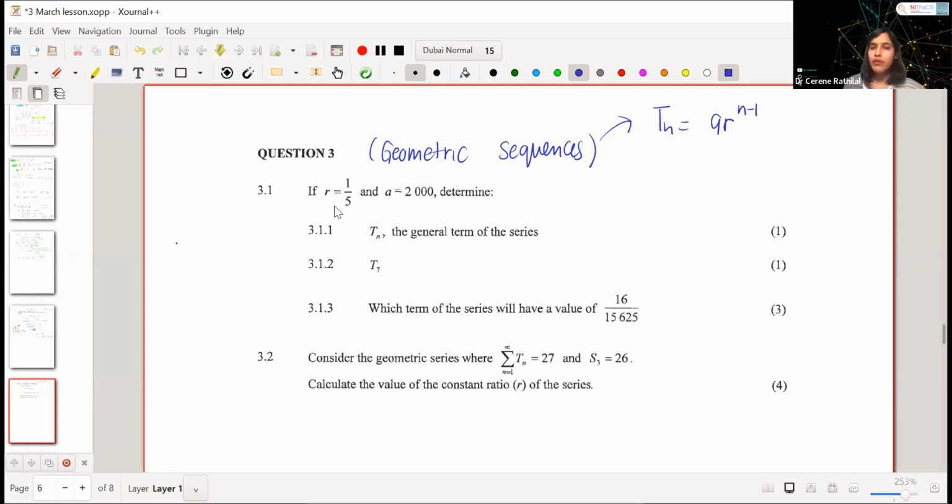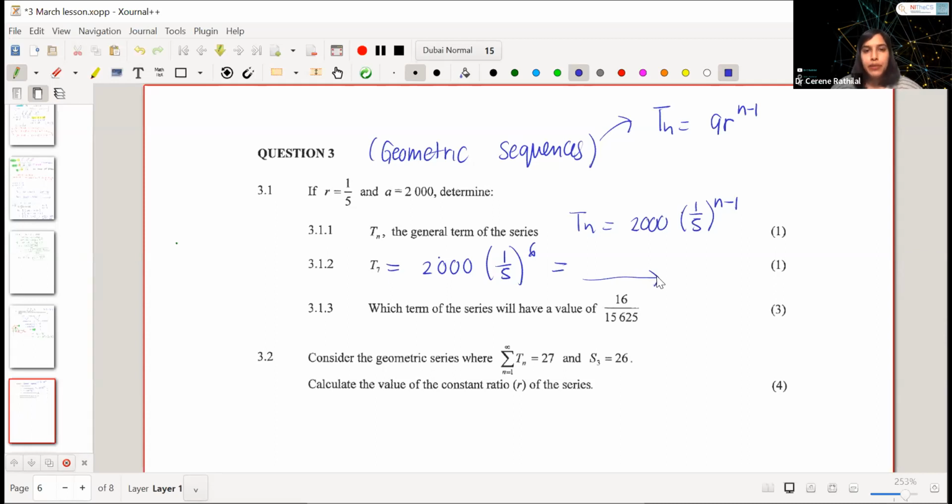It says, given that R is 1/5 and A is 2000, write down the general term. So therefore, Tn is going to equal A, which is 2000, times R, which is 1/5, raised to the power n minus 1. And so that gives you 1 mark. Then it says calculate T7. Then all you do is say that T7 is going to be 2000 times 1/5 raised to the power 7 minus 1, which is 6. And I will then leave this to you to write down that final answer.